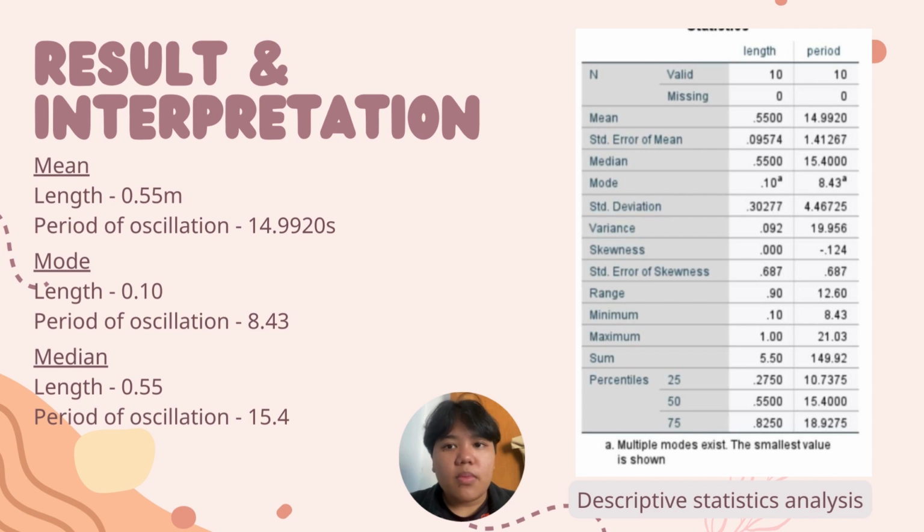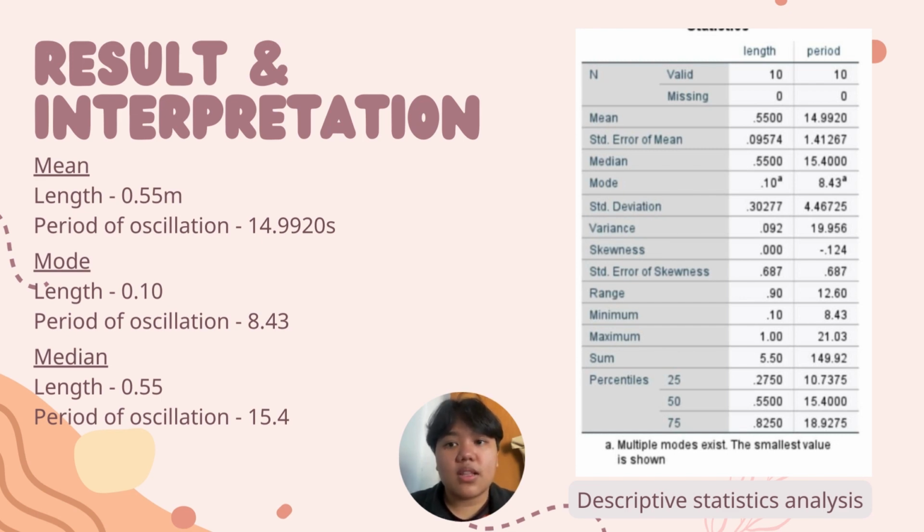Second one is mode, which is the highest frequency. From the data, multiple modes exist for both length and period of oscillation, for which the mode for length is 0.10 and 8.43 for period of oscillation.